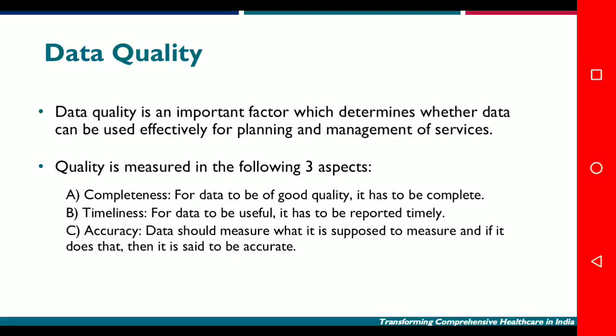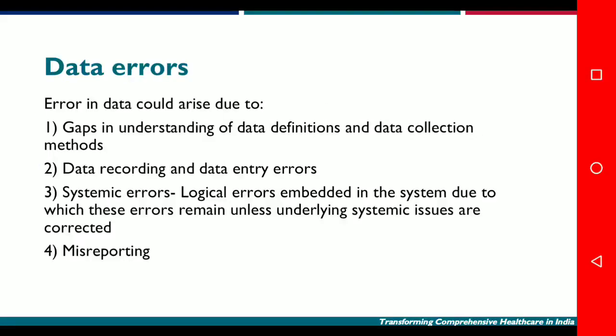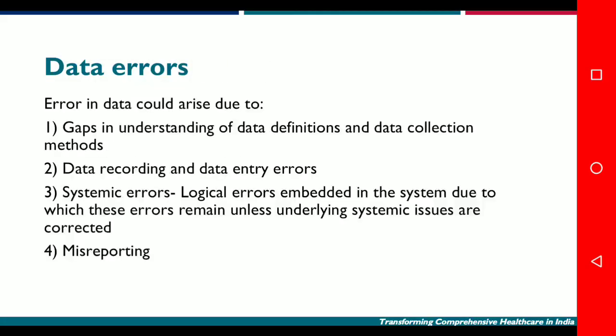Accuracy: data should measure what it is supposed to measure, and if it does, then it is said to be accurate. That means the data should be accurate to the area or to the information.